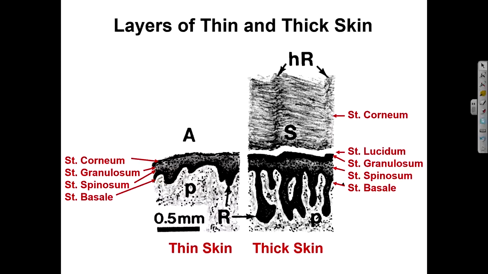So here's a comparison of thin skin and thick skin. Again, the basale, spinosum, granulosum, the living cell layers, are present in all three. The stratum lucidum is this clear layer, the first of the dead cell layers, which we only see in thick skin. The stratum corneum is present in both, but the corneum is much thicker in thick skin and not so much in thin skin.